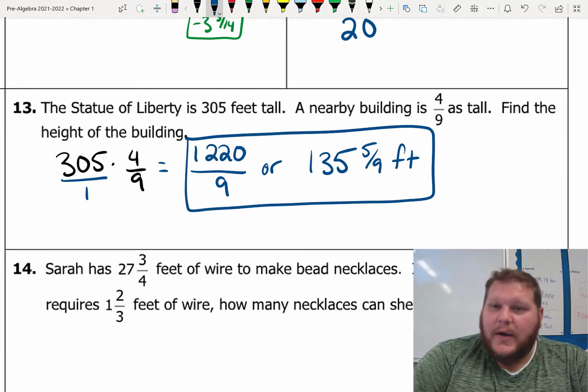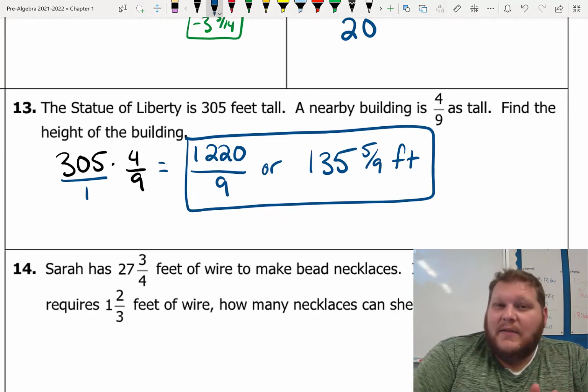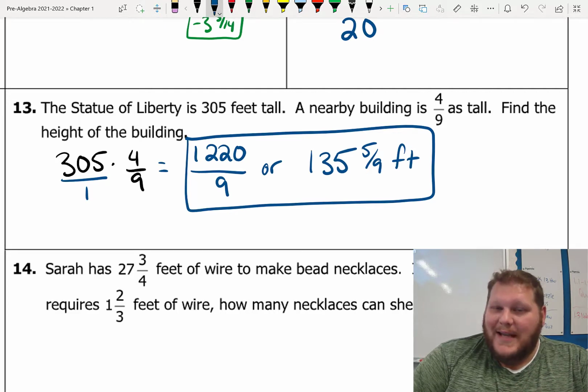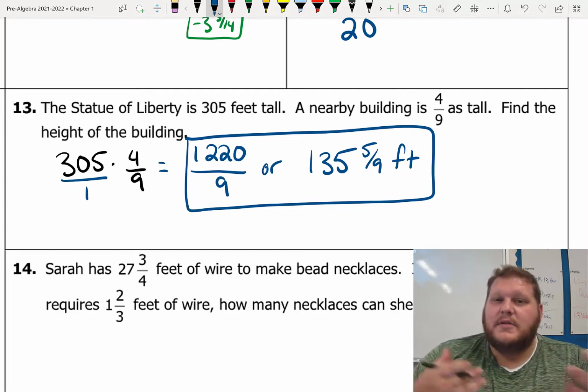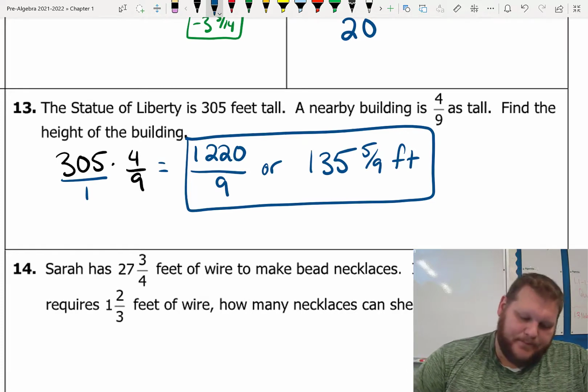Again, I'm fine either way. If you like it as a mixed number, knock your socks off. If you feel like it's just unnecessary extra steps, I'm fine leaving it as a fraction, an improper fraction. Just make sure either way you list it, you include feet in your answer, because we're once again working with an example problem that has units given to us, so units have to be given back out.